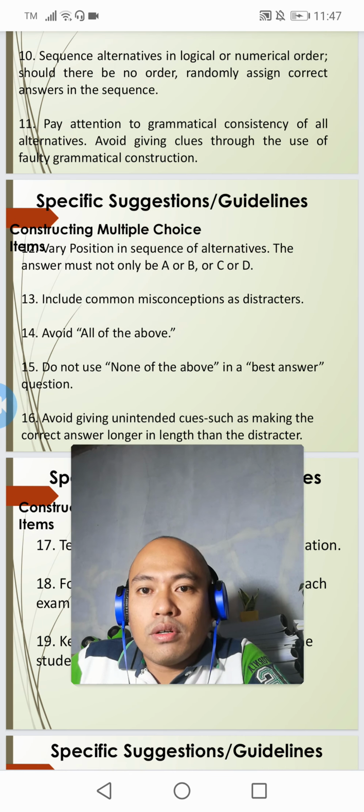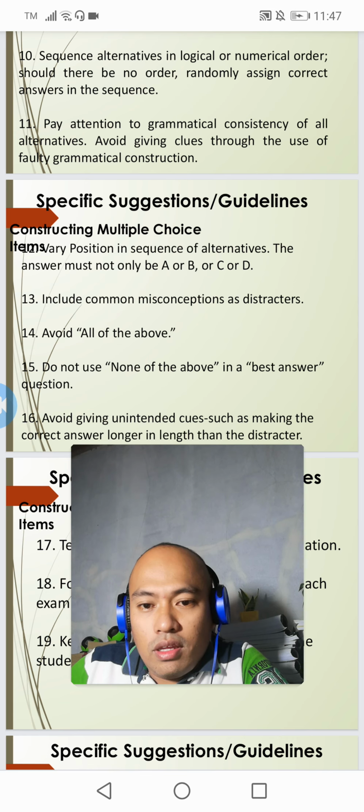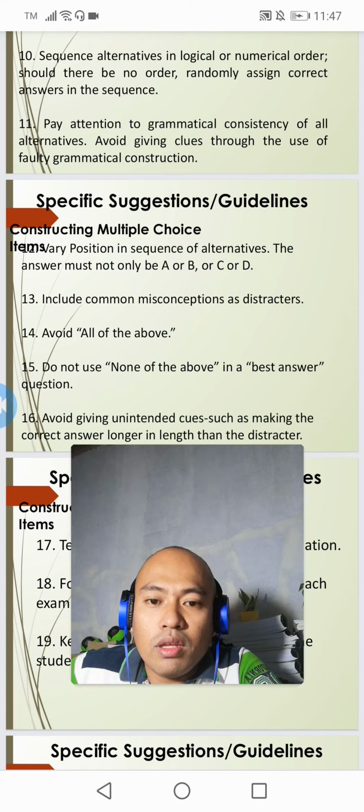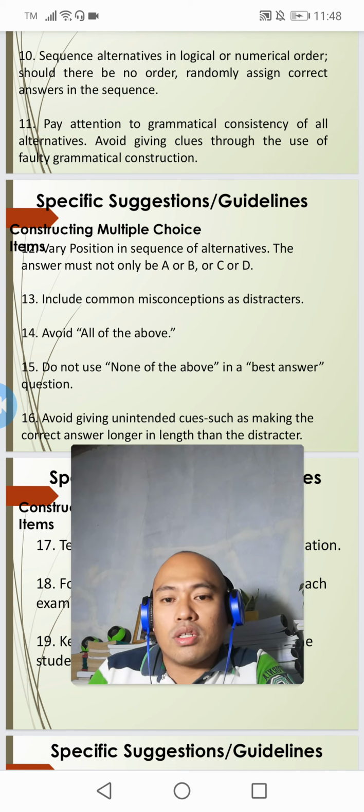For the 12th, vary position in sequence of alternatives. The answer must not only be A or B or C or D. So we need to randomly select the location of the correct answer from A to D, not only concentrated to A, B, or C, D.